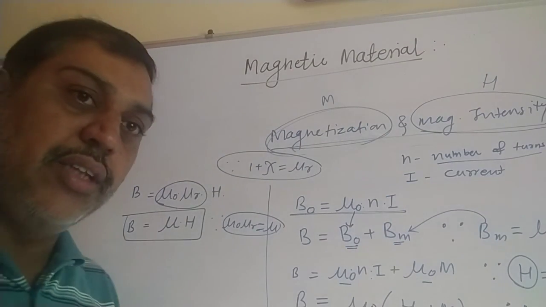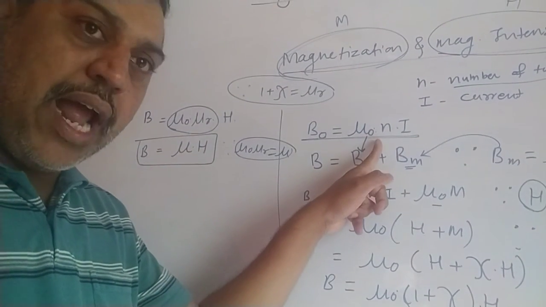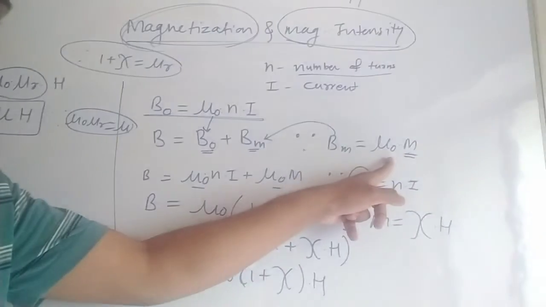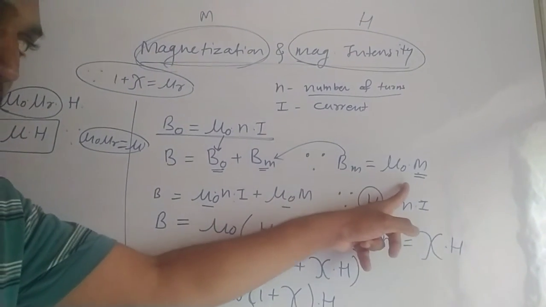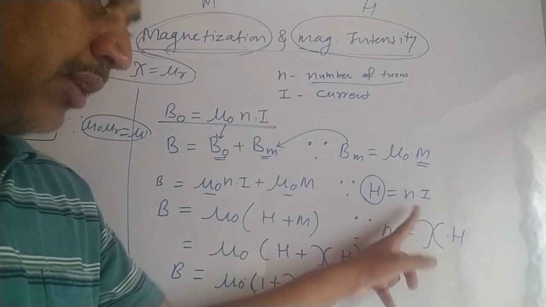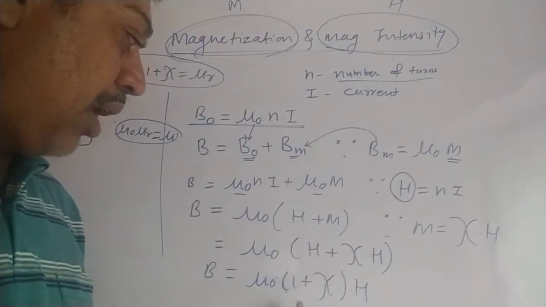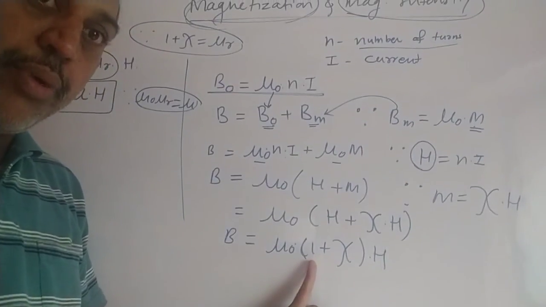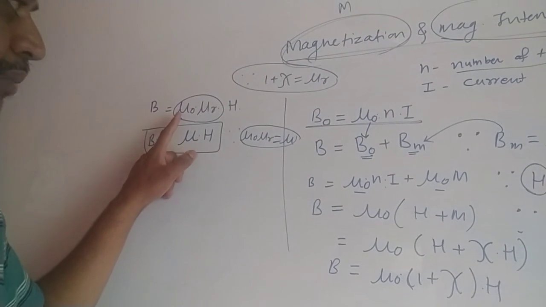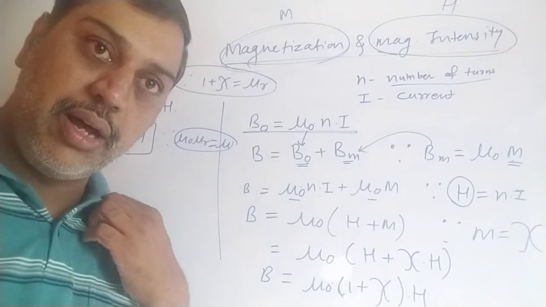What type of numericals do you have to solve? See, B0 equal to mu0 nI, one formula. Then Bm equal to mu0 M, second formula. H equal to nI, third formula. M equal to Xi H, fourth formula. 1 plus Xi is mu r, fifth formula. Then mu0 mu r is nothing but mu, sixth formula. So these formulae you have to learn.